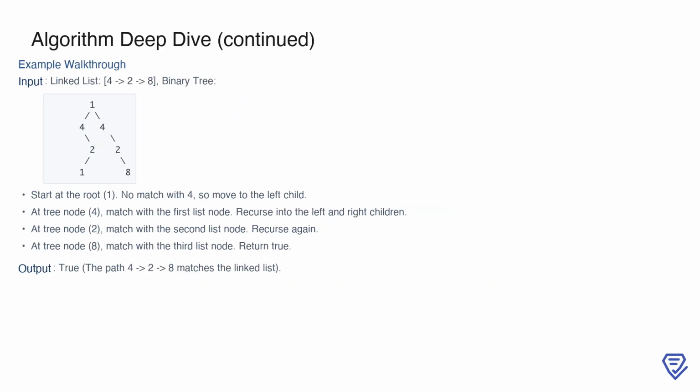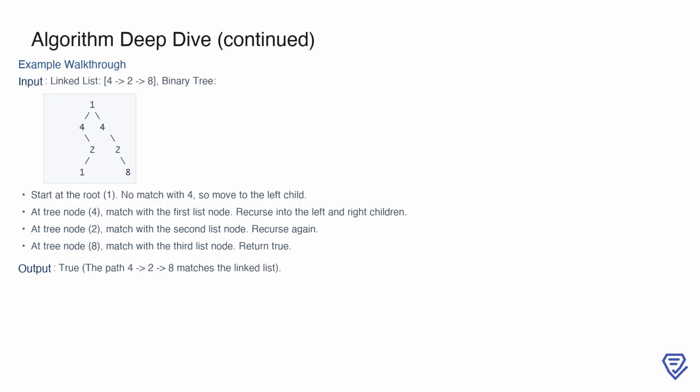To illustrate how the algorithm works, let's walk through an example. Consider the linked list 4-2-8, and the binary tree shown. We start at the root node with a value of 1. Since it doesn't match the first value of the linked list, we move to its children. At the left child, which is a node with the value 4, we find a match with the first linked list node. From here, we recursively check the left and right children.